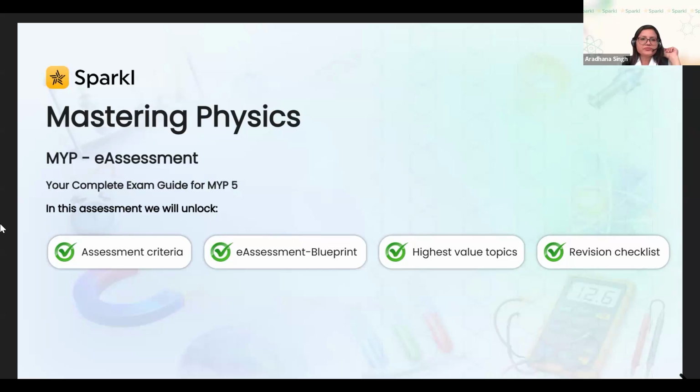Let's start with the overview of this masterclass, what we are going to learn in this masterclass of MYP physics. First we will discuss the assessment criteria, and then we'll work upon the e-assessment blueprint. Also, we will discuss what are the topics which carry the highest value. And at the end, we will work upon the revision checklist.